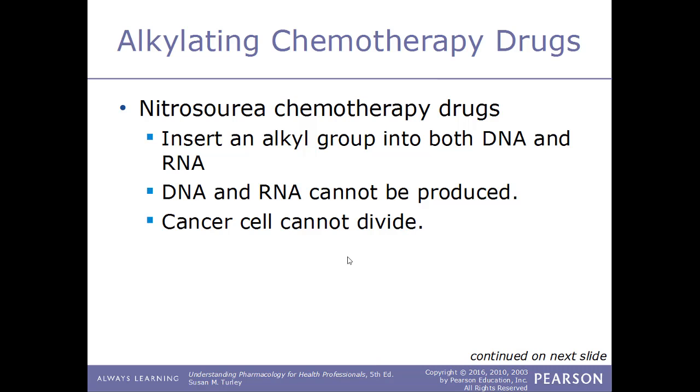Another kind of alkylating chemotherapy drugs are the nitrosourea chemotherapy drugs. And these act by inserting an alkyl group into both the DNA and also the RNA. And when this happens, neither the DNA nor RNA can be produced, and therefore the cancer cells can't divide.